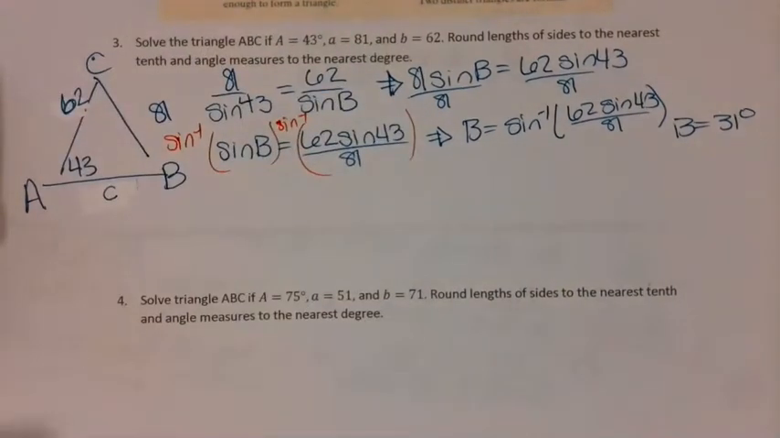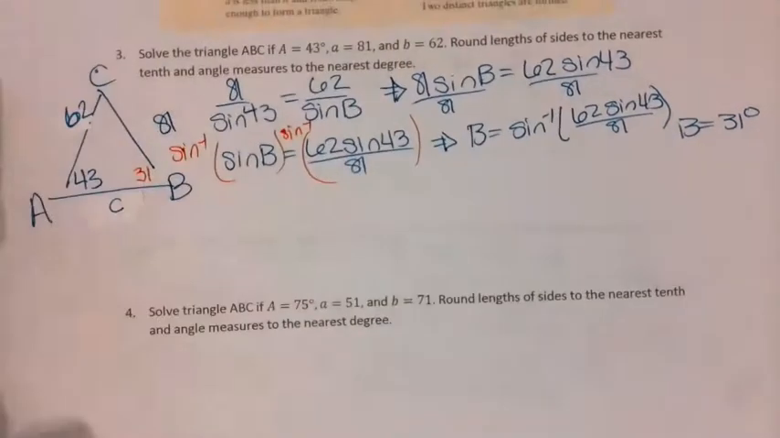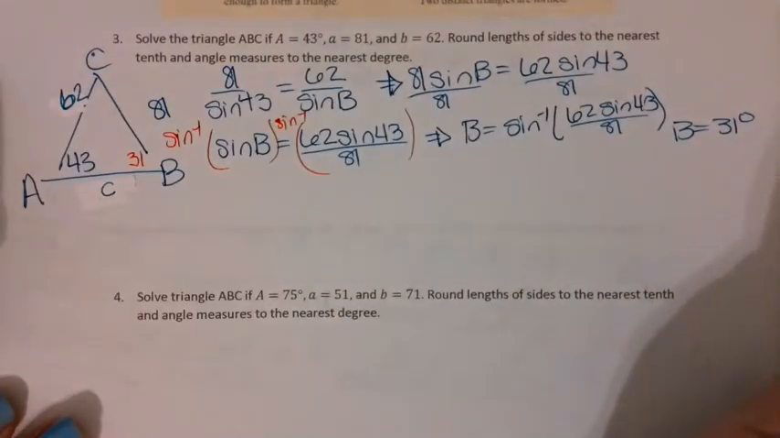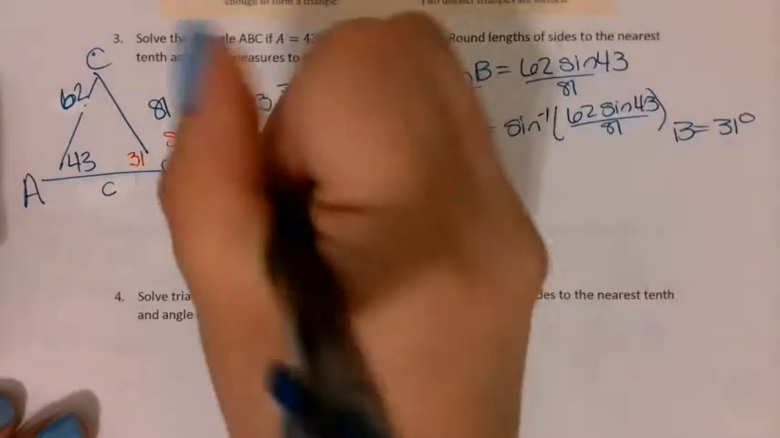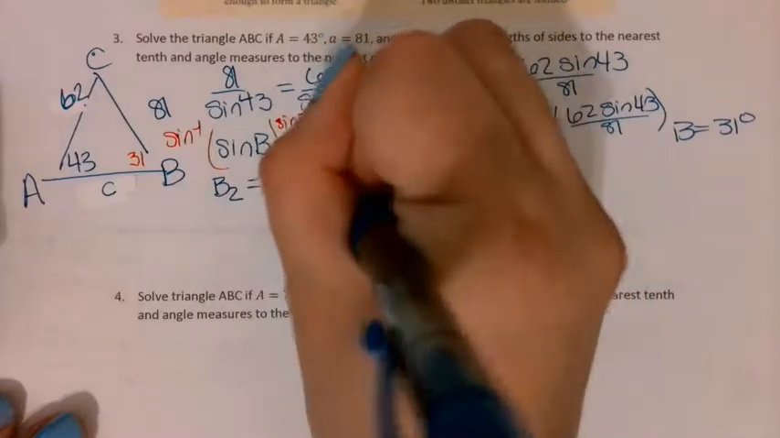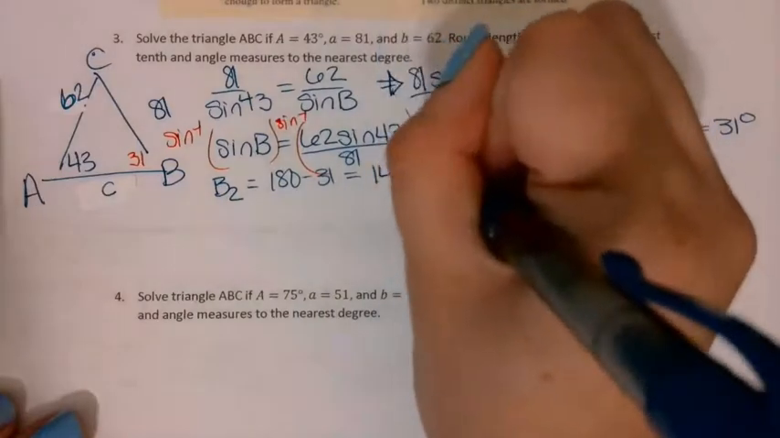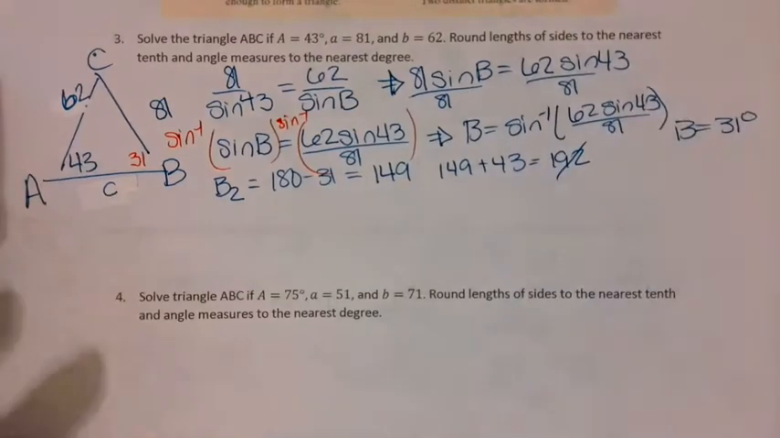Okay. Then since I know my B value for my angle, I can go back and plug in to find the missing C. No, first I want to double check before I find my C value if it's possible for me to have a second B value. So what I do is I label this B2. I'm going to do 180 minus the 31, which gives me 149. So if I take the 149 and I add it to the 43, it is 192, which is over 180 degrees, so it doesn't work for a second triangle. There's only one triangle solution here.